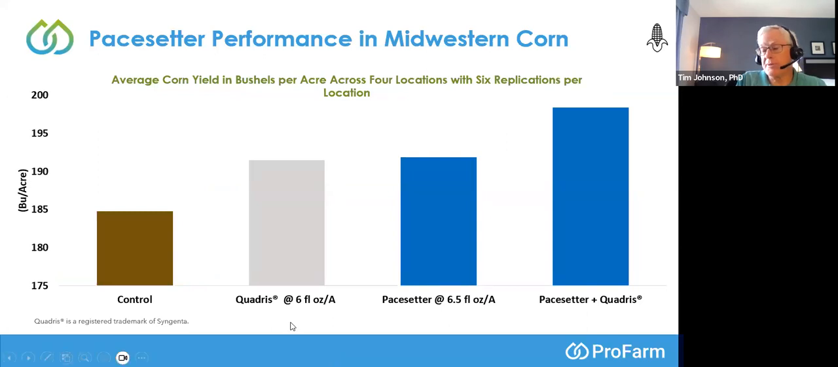So what about plant health? It's an important aspect of these products, especially when they're derived from natural sources. We began looking at this active ingredient on Midwestern corn and soybeans as far back as about 2012, I believe. And about 2 years ago, we introduced a formulation specifically for this application called PaceSetter.